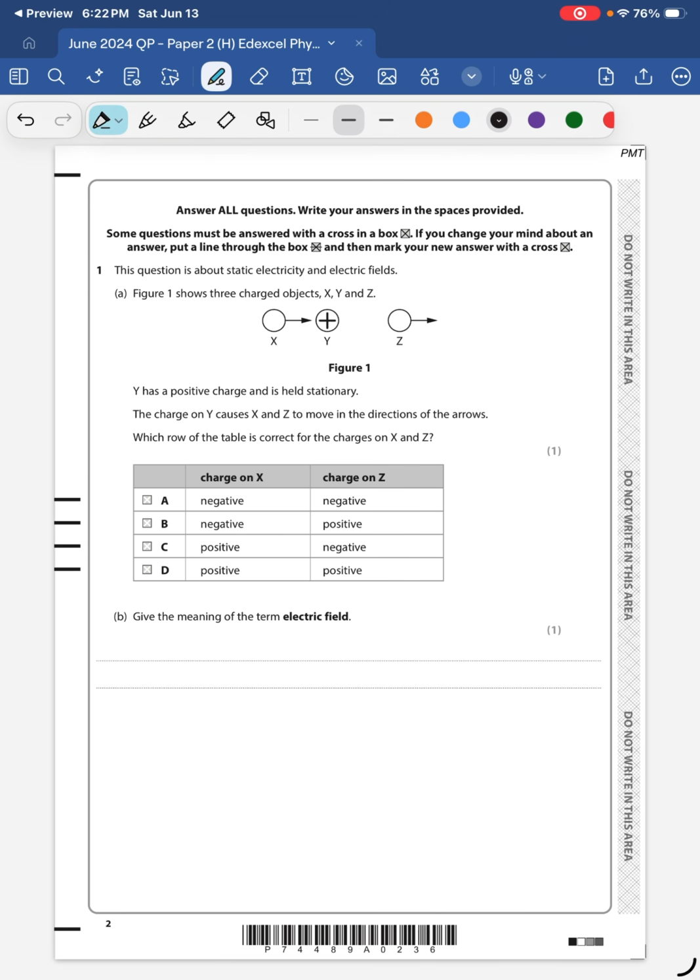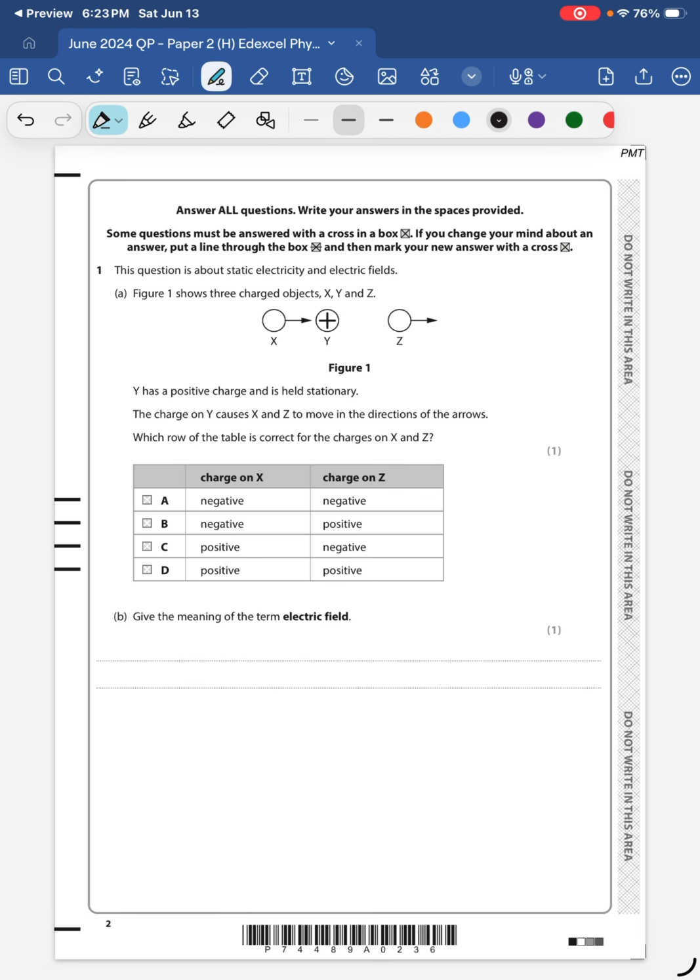Question 1. This question is about static electricity and electric fields. Question A. Figure 1 shows 3 charged objects X, Y, and Z, and Y is positive, as we can see. Y has a positive charge and is held stationary. The charge on Y causes X and Z to move in the directions of the arrows. Which row of the table is correct for the charges on X and Z?